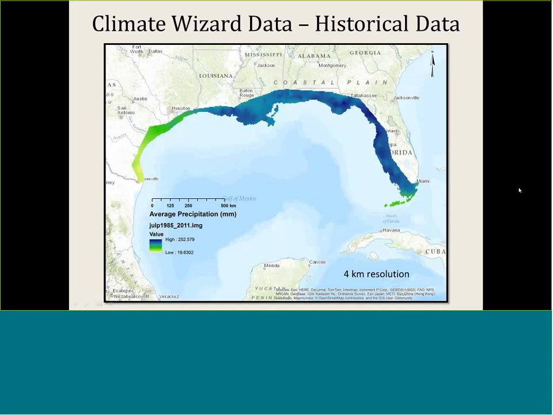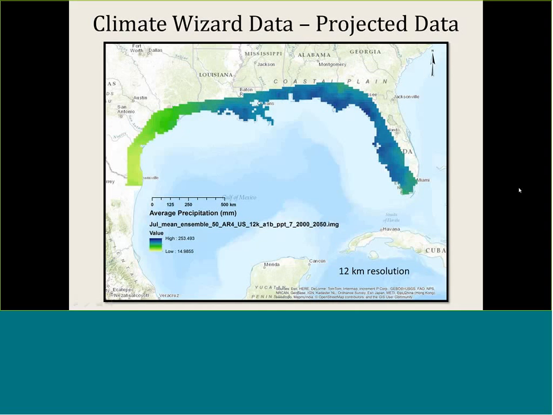So I'd like to review some of the data products that we've submitted. One of them is the climate data. The climate data is probably our largest data set. About 300 of the data sets that we submitted are climate related. These include historical data. For example, shown on the screen is the historical precipitation. This is an average for the month of July for the Gulf of Mexico, and this is in millimeters.